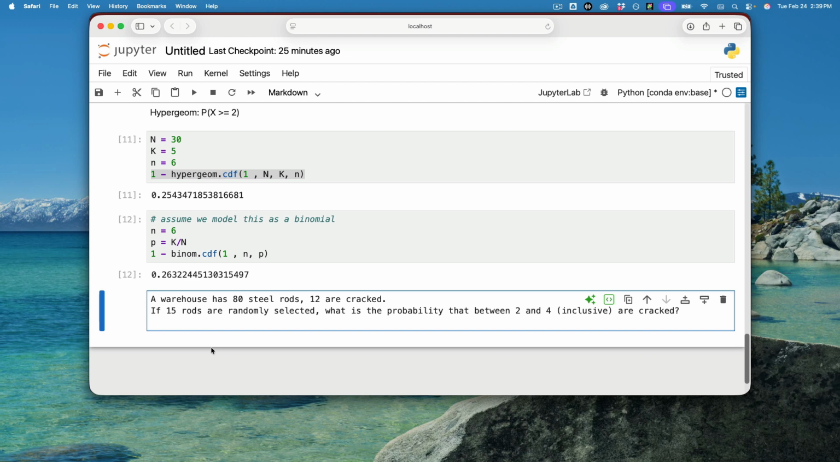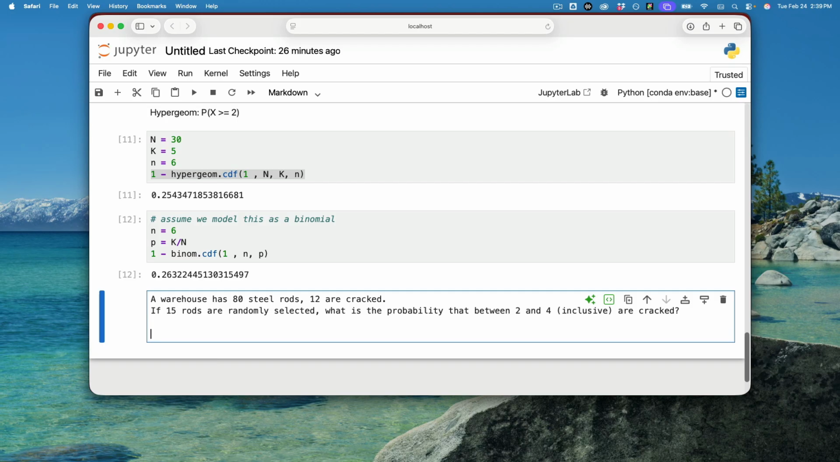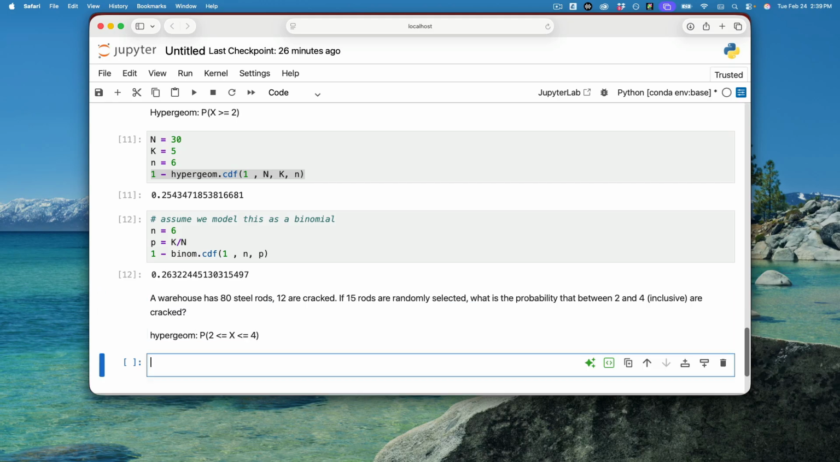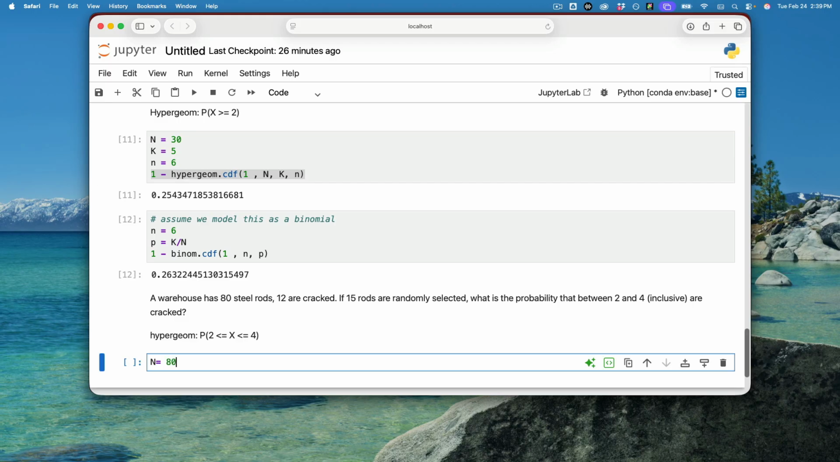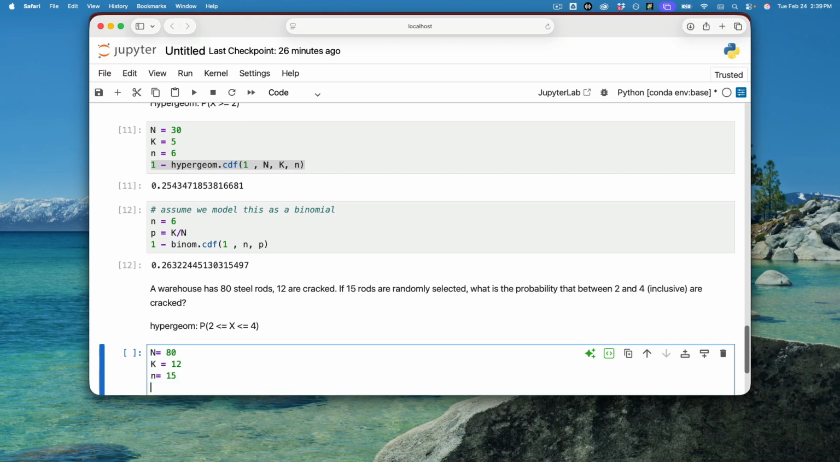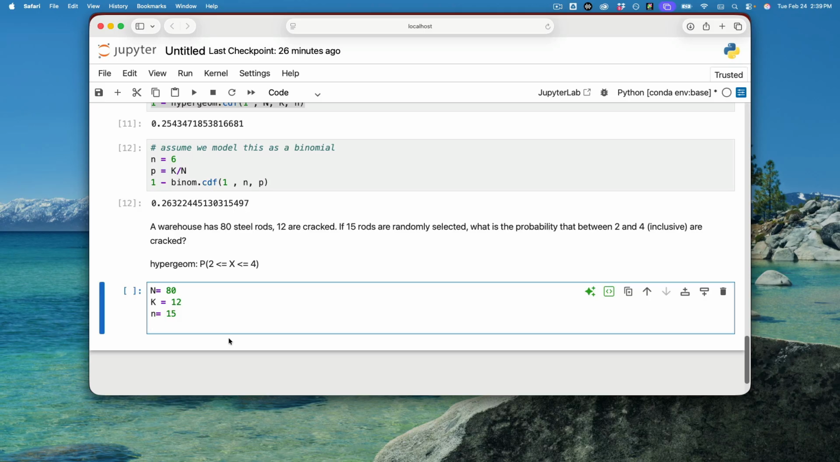So a warehouse has 80 steel rods, 12 are cracked, 15 rods are randomly selected, so we're just going to select them. We're not going to put them back. What's the probability that between 2 and 4 inclusive are cracked? So that's as clear as day. So hypergeometric, and then P is between 2 exactly inclusive and 4. Okay, N is 80, K is 12, lowercase n is 15, and this is an inclusive interval.